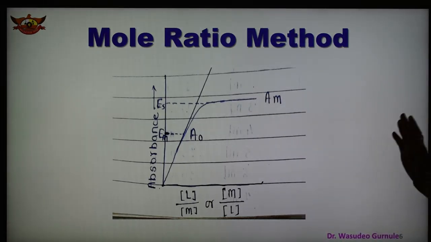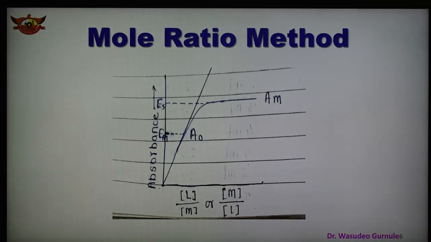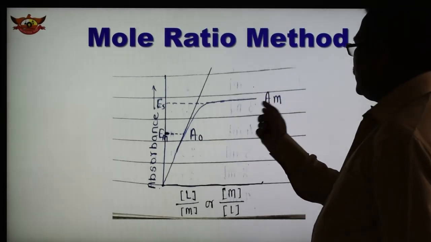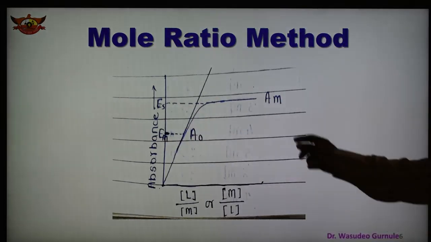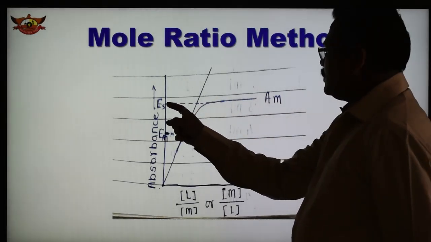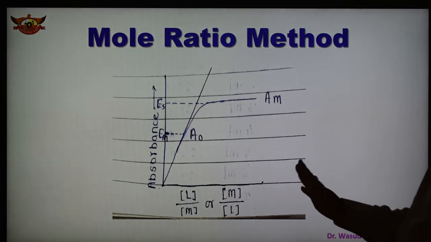From this graph we have to find out the values of AM and A0. This is known as AM and A0. So ES and EM, this value is shown as a delta. This is the ES value and this is the EM value. How can we find out ES and EM?